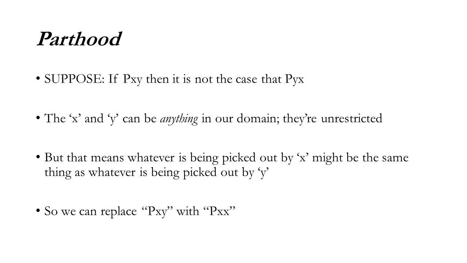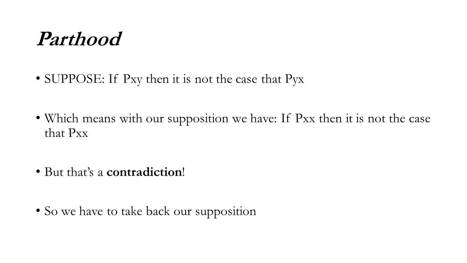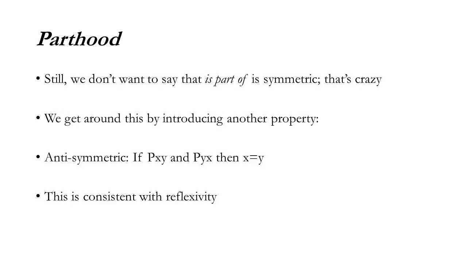Note the x and the y, they're variables that can be anything in our domain. They're unrestricted. But that means whatever is being picked out by x might be the same thing as whatever is being picked out by y. So we can replace Pxy with Pxx. And remember, parthood is reflexive, so this Pxx always holds. But that means that our supposition entails that if Pxx, then it's not the case that Pxx. But that's crazy. So we have to take back what we supposed. Still, we don't want to say that part of is symmetric. That's also crazy.